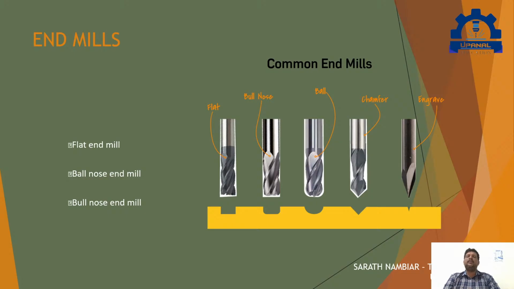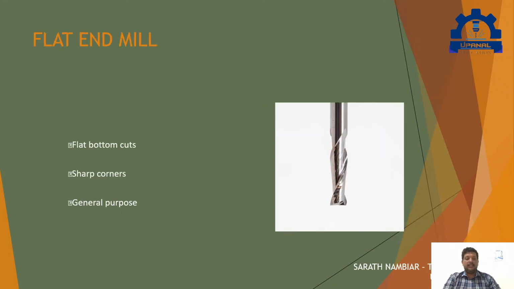So why are these types used? When you want a flat, we will go for the flat end mill. We'll go into each and everything now quickly. Now, flat end mill. As you can see in the image, it has a flat bottom and a sharp corner. This is the most commonly used end mill, which gives a flat bottom and sharp corners. So if you want a proper flat surface with sharp corners and everything, we will go for the flat end mill.